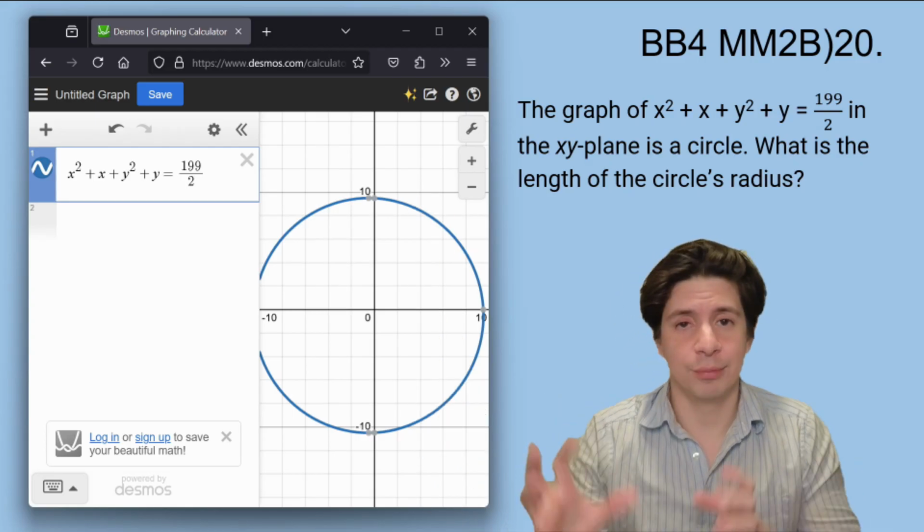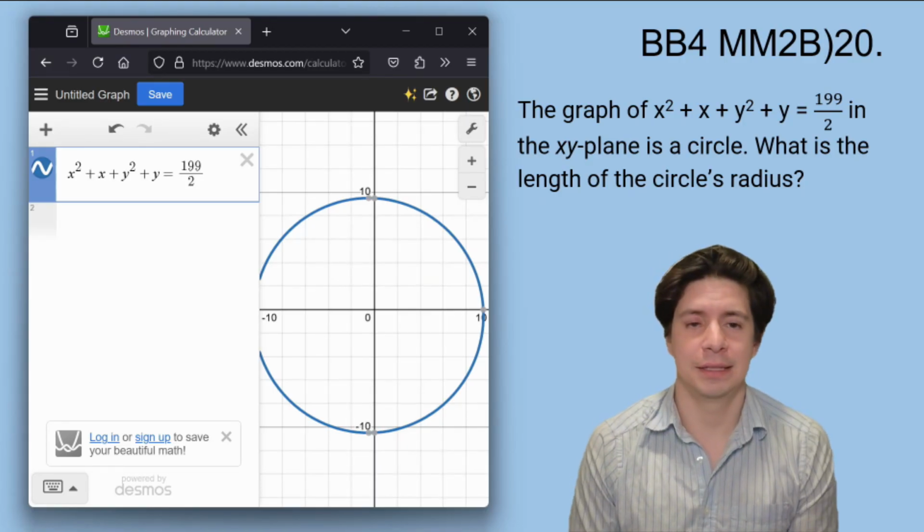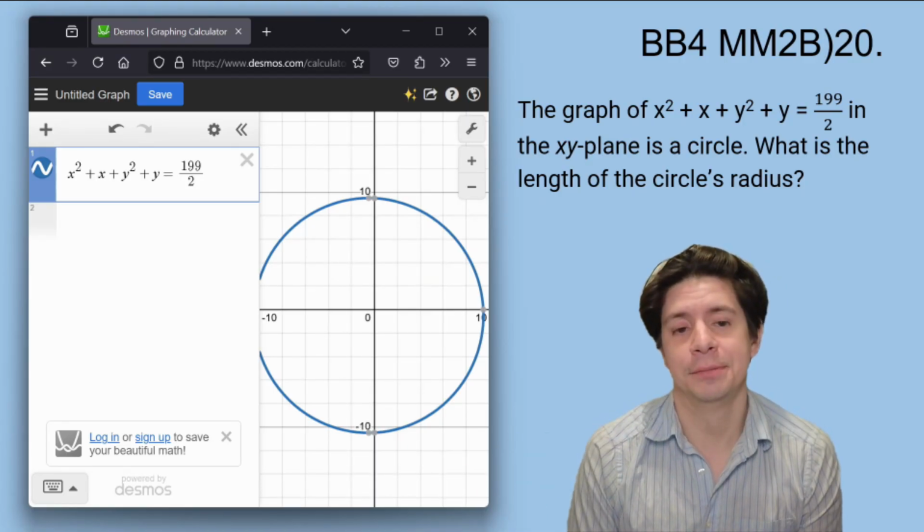Otherwise, do it with completing the square. It's really not that bad. It's definitely something you want to practice anyway.